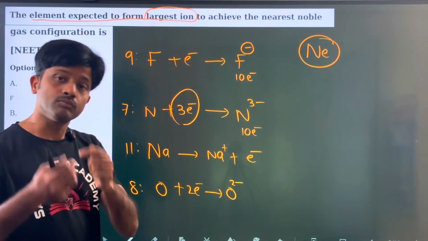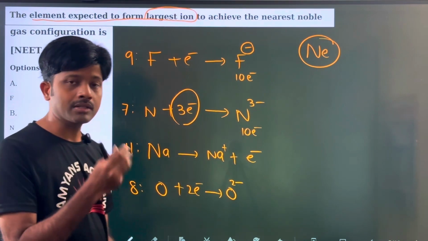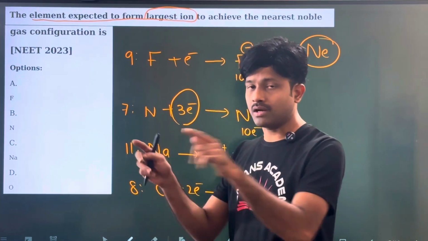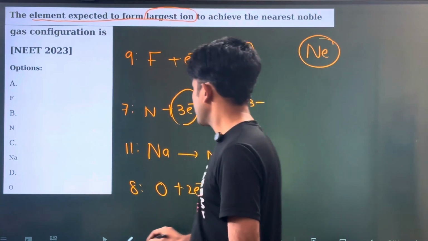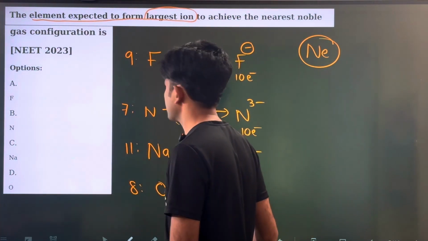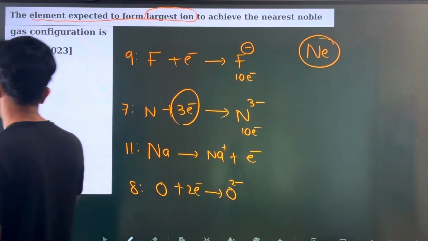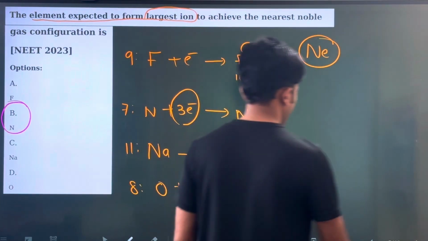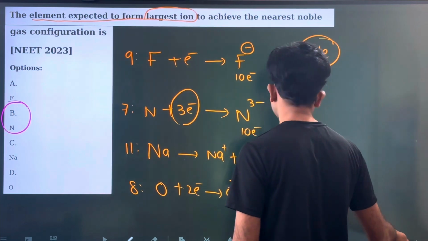Why? Because it gains more electrons. If you gain more electrons, your size will increase, meaning the ionic radius of the atom will increase. Right? Now which one is the right option here? N3 minus is the right answer. So that is nitrogen, and option B is the right answer. This question was given in NEET 2023. Okay, so I move on to the next question.